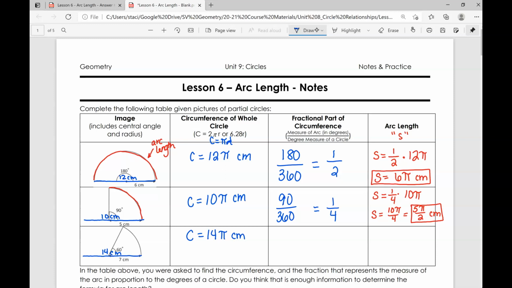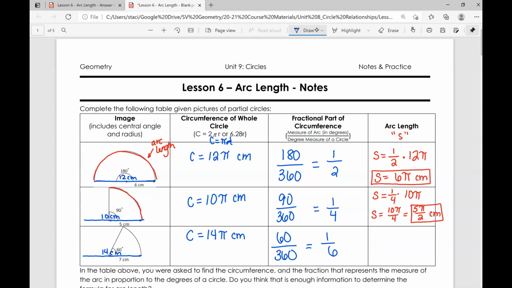And this one might be a little harder for us to figure out what fraction of the circle is actually represented here. So that's where we can just rely on our central angle and knowing that circles are out of 360 degrees. So if I set up this fraction here and I simplify it, I get that this simplifies to 1/6.